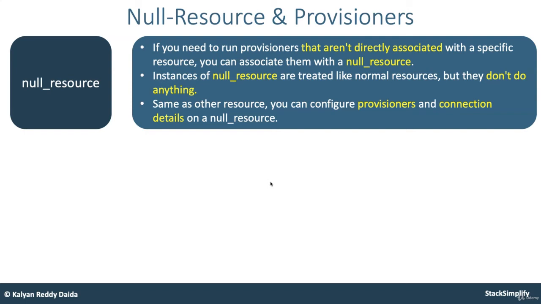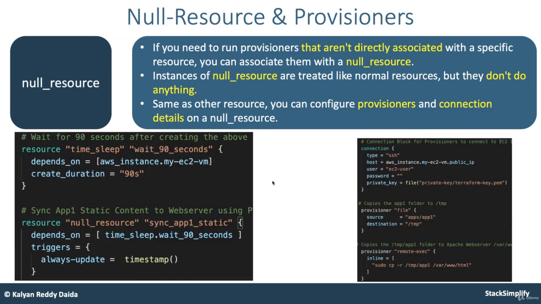Instances of null resources are treated like normal resources, but they don't do anything. Same as any other resource, you can configure provisioners and connection details on a null resource. With that said, this is the entire implementation we are going to do with the null resource. After the EC2 instance is created, you will create a time sleep resource which will wait for 90 seconds, because once the resource is created, it also needs to wait for the web server to be installed on it, which we will be calling using EC2 instance user data. For that purpose, we will give a wait time of 90 seconds.